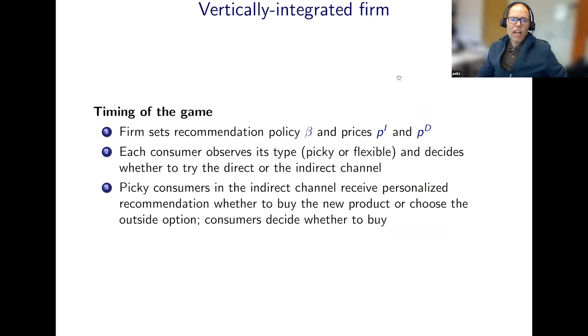Okay. So let me look first at the vertically integrated firm. So it's one firm which is both selling and doing a recommendation. The recommendation policy, as I said, is then just this beta, the probability of recommending a product to a picky consumer with a bad match. And the firm will set prices on the indirect and the direct channel. Consumers observe their type and they decide whether to go to the direct or the indirect channel. And if they go to the indirect channel, they receive a recommendation. Important are only the recommendations here for the picky consumers. And this recommendation is then used by the consumers to update their beliefs.